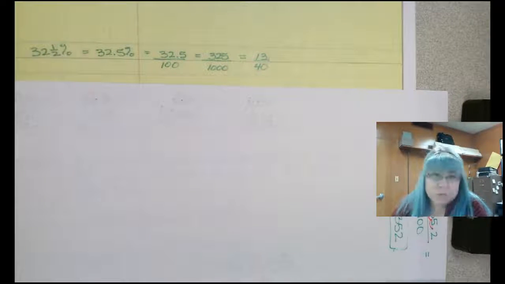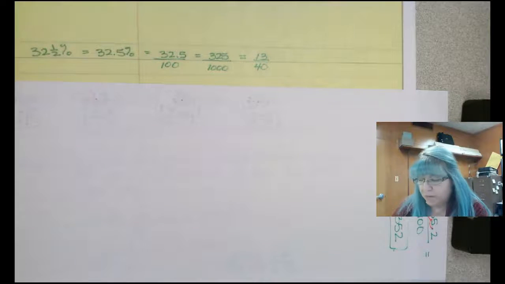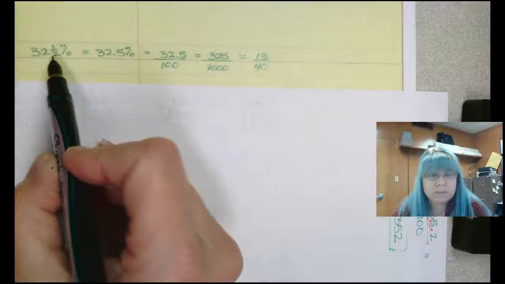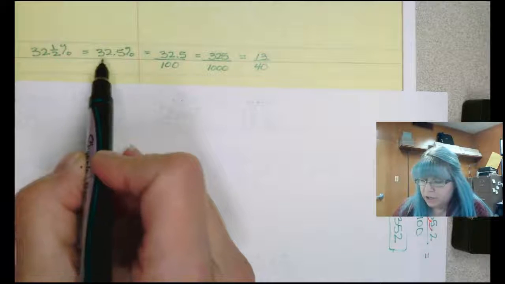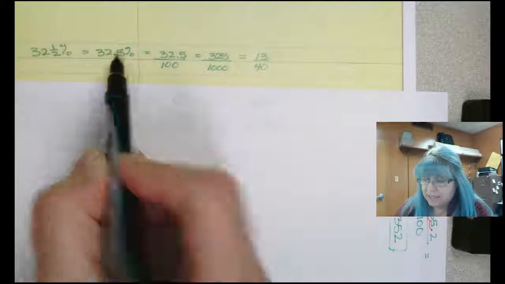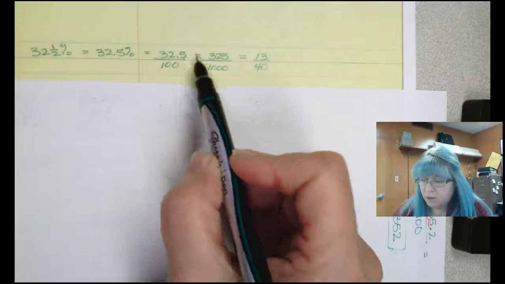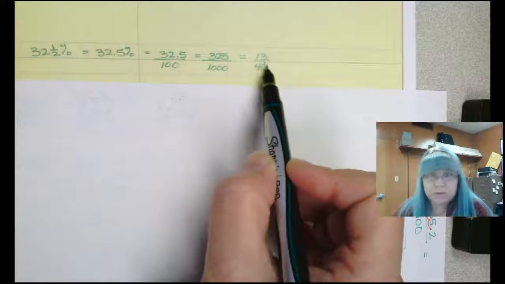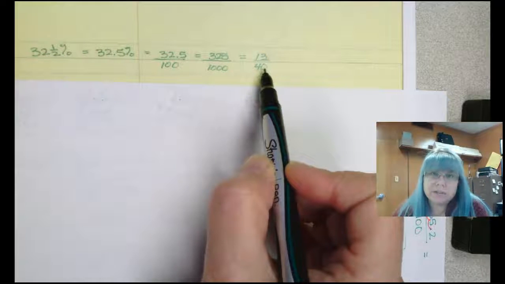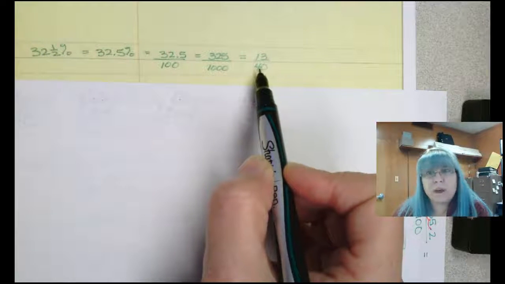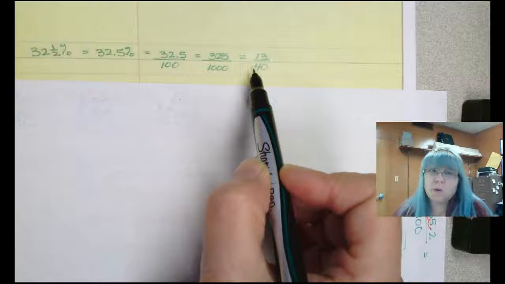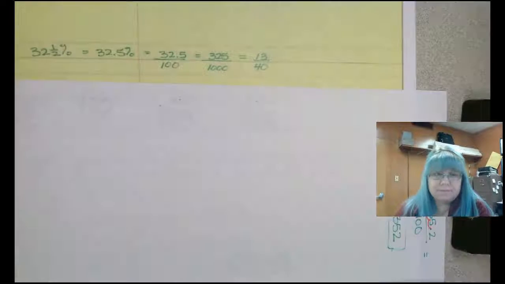Now there is a second way of doing that problem. The second way is change this half to a decimal. So we get 32.5%. Then write that over, drop the percent, write it over 100, multiply each by 10, and then reduce. And you still get the same answer. It's just, what is your preference? Change it over to decimal or leave it as a fraction?